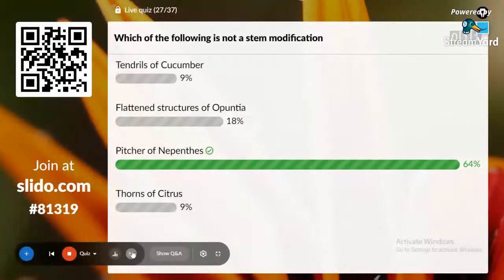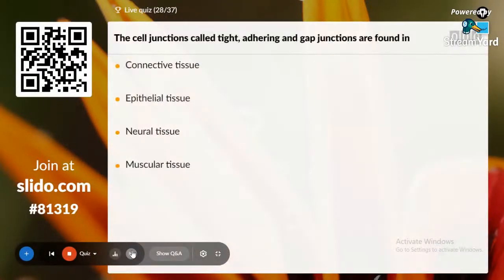28th question on the screen. The cell junctions called tight junction, adhering junction, and gap junctions are found in connective tissue, epithelial tissue, neural tissue, and muscular tissue.